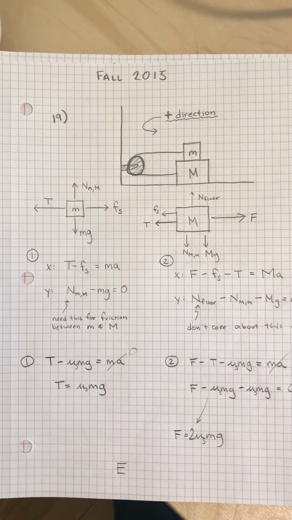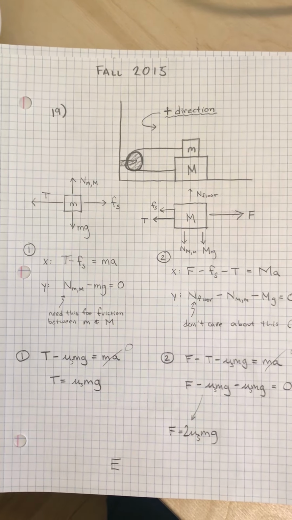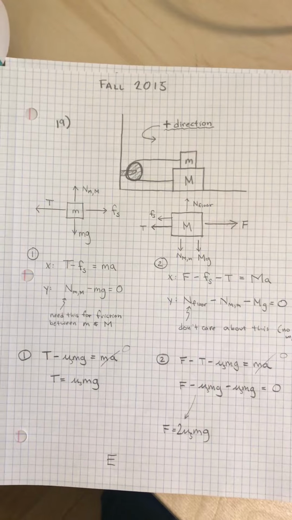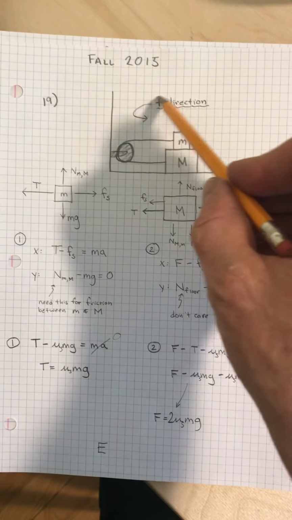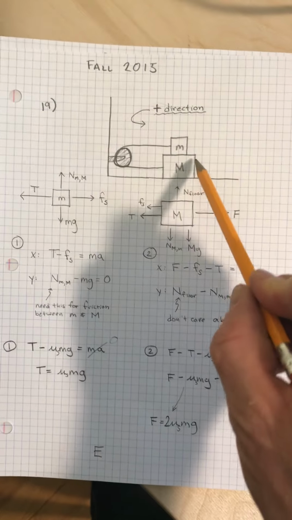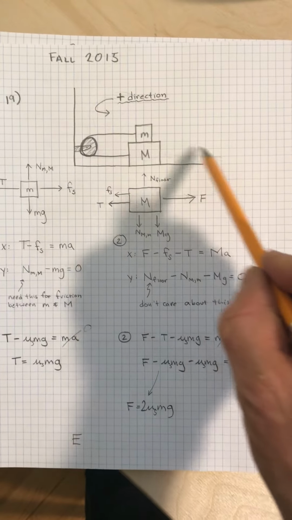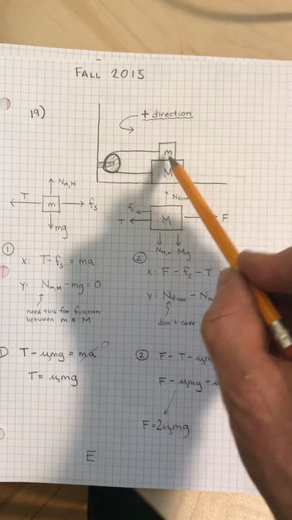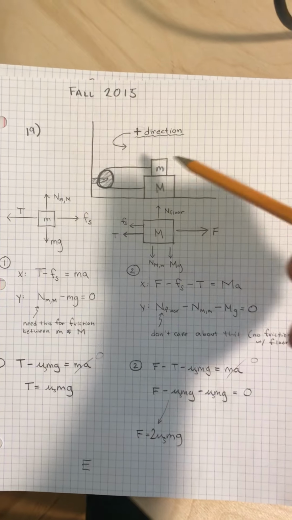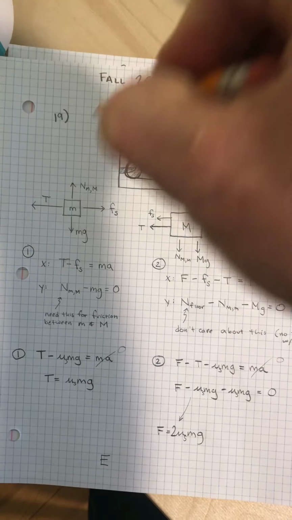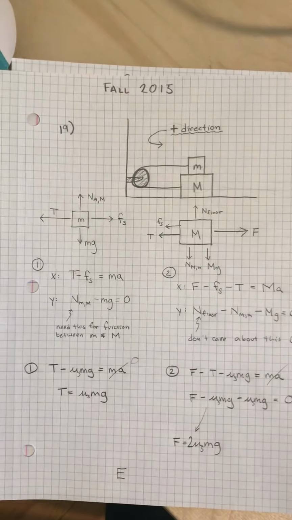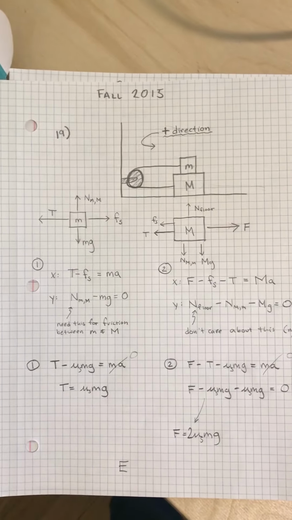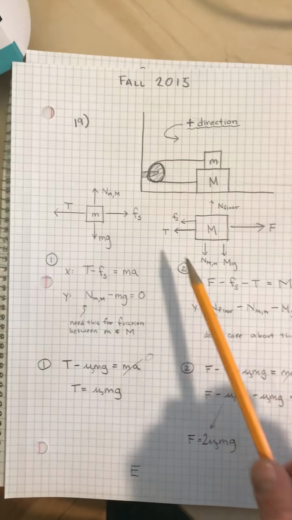This is problem 19 on the fall 2015 exam. And the first thing to do before you do this problem, it's important to establish the positive direction. I'm going to establish it as capital M moving to the right. But because of this pulley, the positive direction for lowercase m is moving to the left. So I would denote positive as this way, counterclockwise, if you will. Now I'm going to draw my vectors, the two free body diagrams.